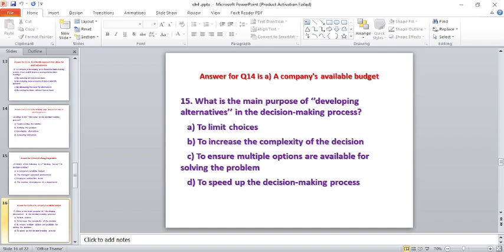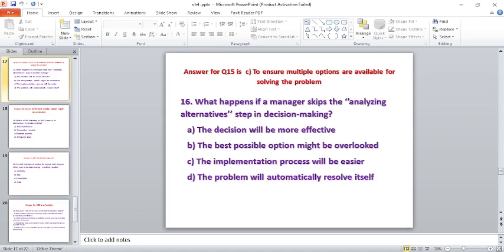Question number 16. What happens if a manager skips the analyzing alternatives step in decision making? A. The decision will be more effective. B. The best possible option may be overlooked. C. The implementation process will be easier. D. The problem will automatically resolve itself. The answer for question number 16 is B. The best possible option may be overlooked.